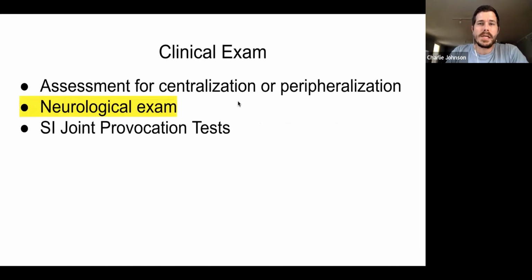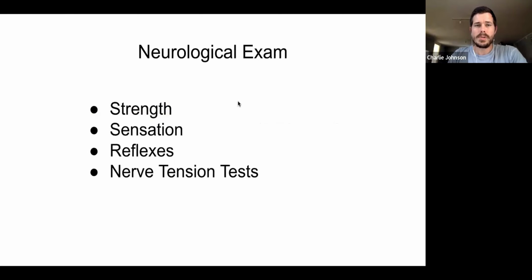So we assess for centralization or peripheralization, try to rule in and or rule out disc issues. Now we can look at the health of the nervous system via a neurological exam. A neurological exam has several components. Again, you won't be able to do all of these from the comfort of your home, but I will at the end make sure that it makes sense to you and put this in a package, if you will, that you can apply to your situation.